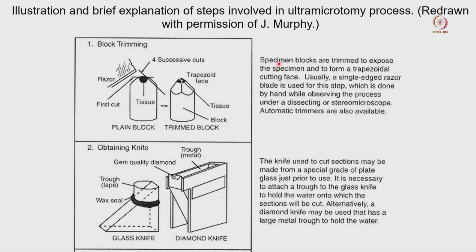So, initially specimen blocks are trimmed to expose the specimen and to form a trapezoidal cutting face. Usually a single edged razor blade is used for this step, which is done by hand while observing the process under the dissecting or stereo microscope. Nowadays, automatic trimmers are also available, that we can use to trim the rest of the area and only focus on this particular sample.